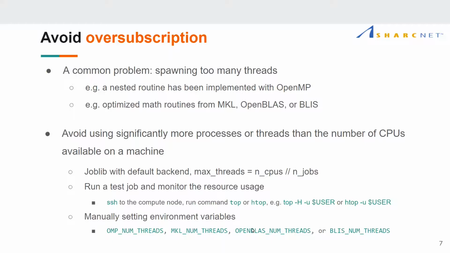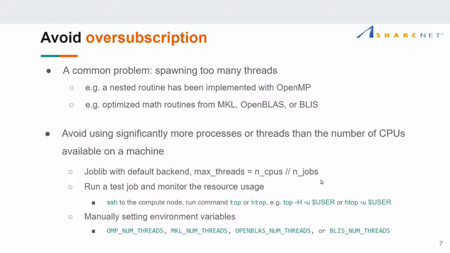If you use joblib with the default parallel backend, the max threads that each process can spawn is controlled as the number of CPU cores divided by n_jobs. So that's an integer division. When things get complicated, especially when it is not clear to you how some nested routines are implemented, you can submit a test job or run a test job in an interactive session on a compute node. Then monitor the resource usage.